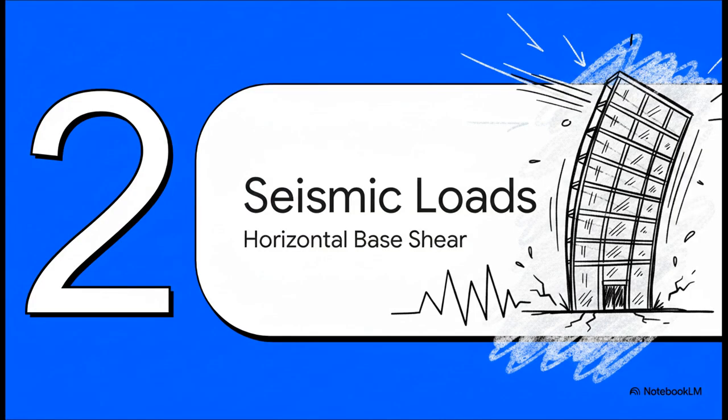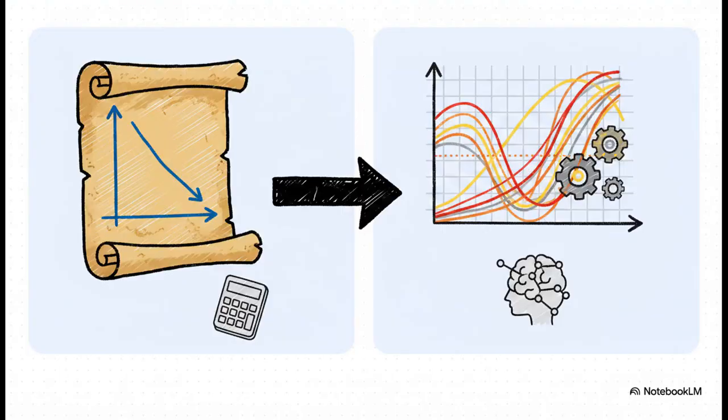Moving right along to Section 2, Calculating Seismic Loads. This is where things get really interesting, because the horizontal base shear methodology has evolved drastically. Just look at the old 1992 code versus the 2020 update. We went from a simple basic coefficient formula to dividing a spectral shape factor by ductility, which, as we know, is basically how much the building can safely bend, and overstrength factors. It's a massive leap in analytical precision.